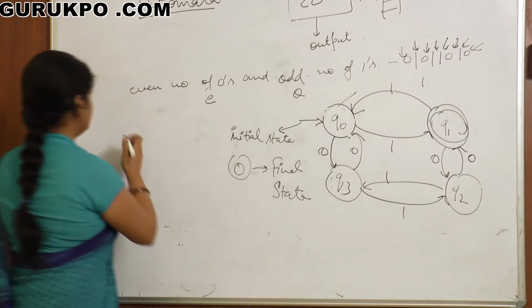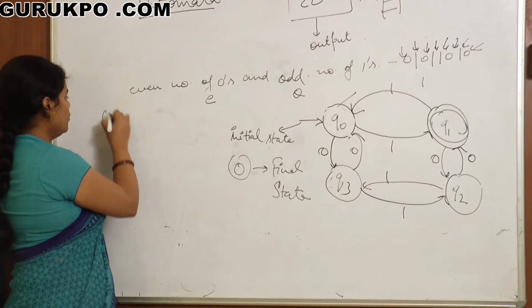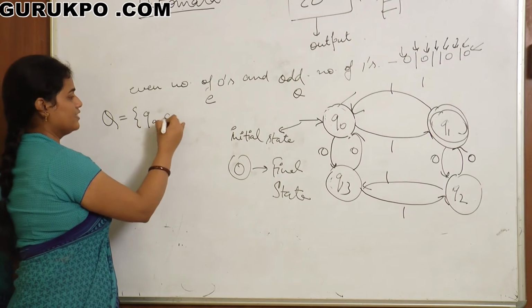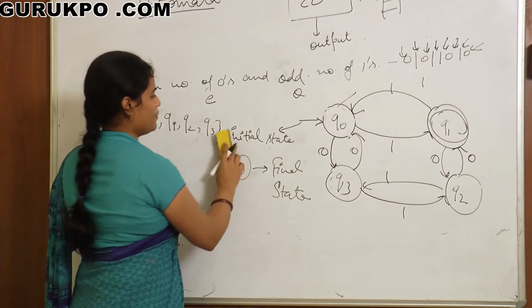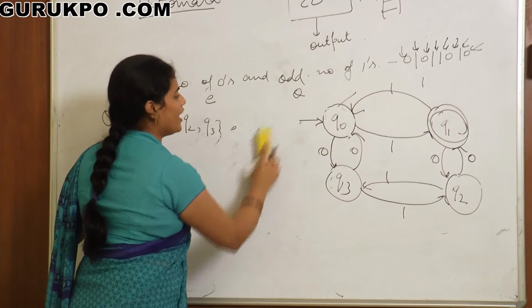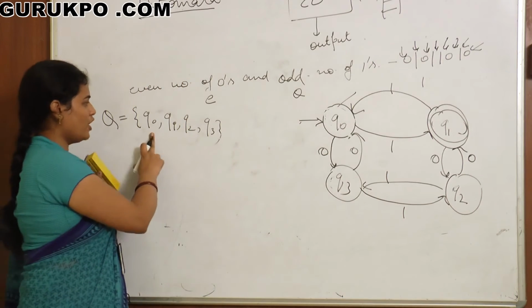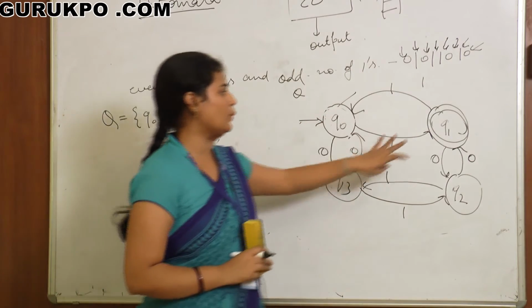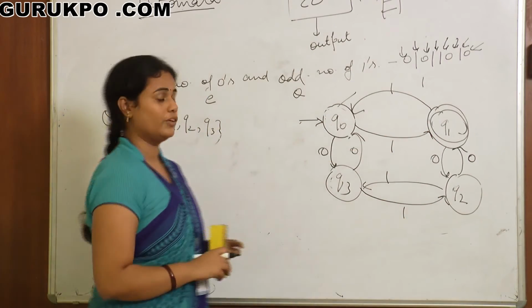First of all, Q is a set of states. In any diagram of any automata, what will we have? First, a set of states. For this question, the set of states contains Q0, Q1, Q2 and Q3.